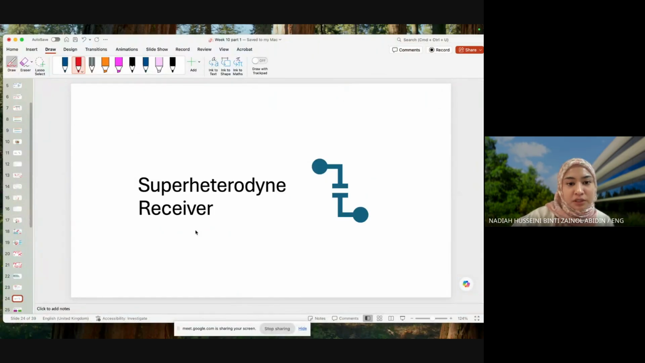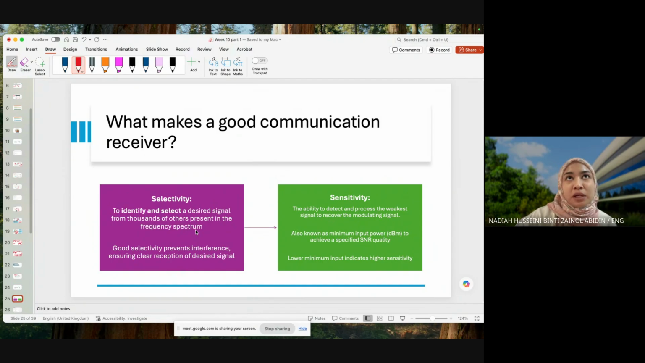Superheterodyne receiver. First of all, we need to ask ourselves, what makes a good communication receiver? The first parameter that we need to look for is selectivity, and the second one is sensitivity. Selectivity means that the receiver is able to identify and select a desired signal from thousands of others present in the frequency spectrum.